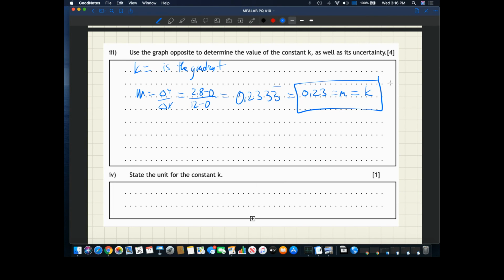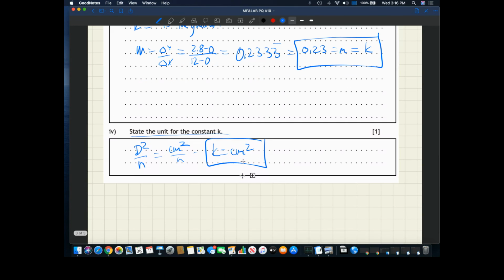Now, we usually should do the units, but I notice that the unit is right here. So we have D squared over N, and D squared is centimeters squared over N. So the units of K are centimeters squared. And that's that question.